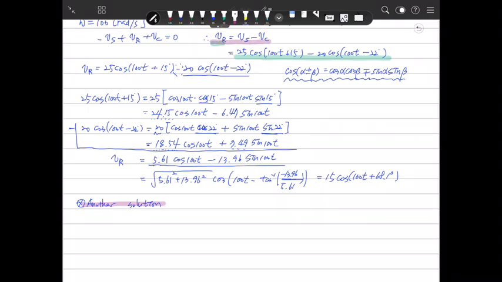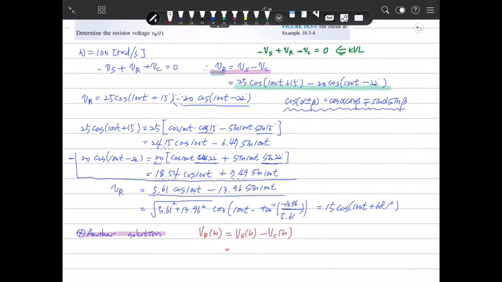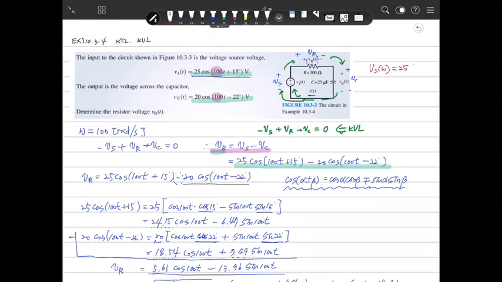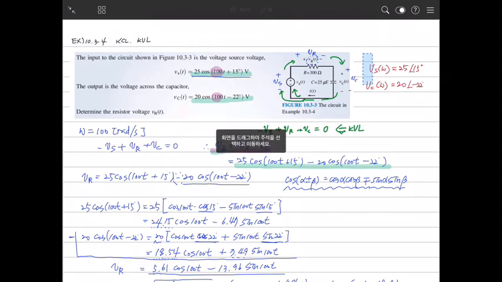Now from here, what is the VR? We can transform the VR. VR of omega will be Vs of omega minus Vc of omega. Then what is Vs of omega? We can calculate Vs of omega from here. The Vs of omega has magnitude 25 and angle 15 degree. And what is the Vc of omega? Vc of omega has magnitude 20 and angle minus 22 degree.